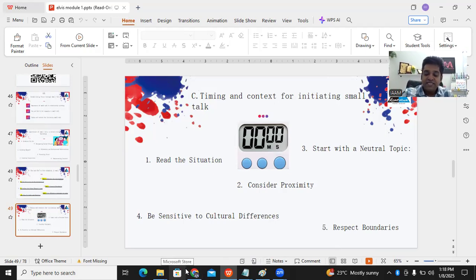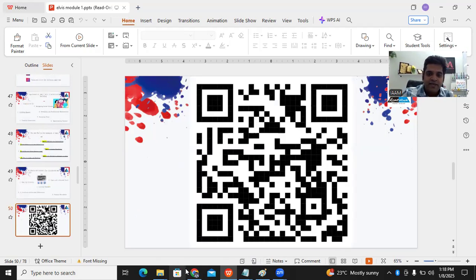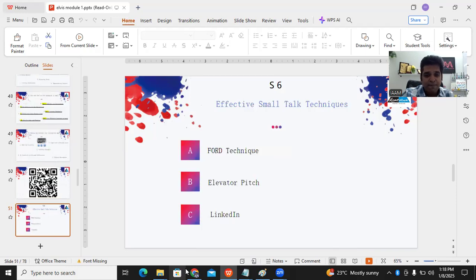And the fifth is respect boundaries. Do not overstep into someone's professional or personal boundary. Again, a QR code to take their feedback. I would take ongoing feedback. You can do the same. Sixth is effective small talk techniques.